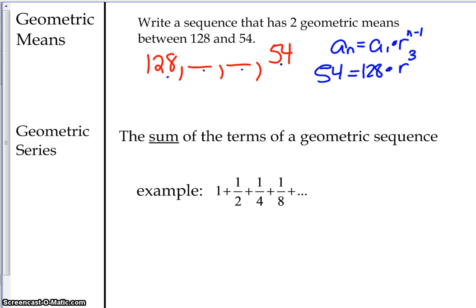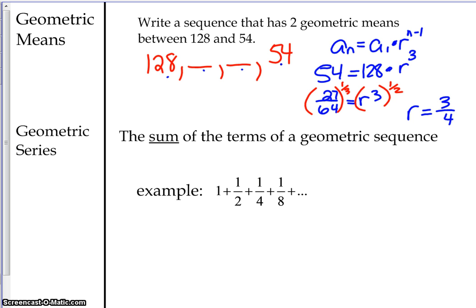So the first thing I'm going to do is go 54 divided by 128, and then I'm going to hit math, enter, enter to get a fraction there. I got the fraction 27/64. That's what r to the 3rd is. So really what I need to do now is take the cube root of both sides. I think the quickest way to do it is to take it to the 1/3 power. What that gives us is that our r is 3/4.